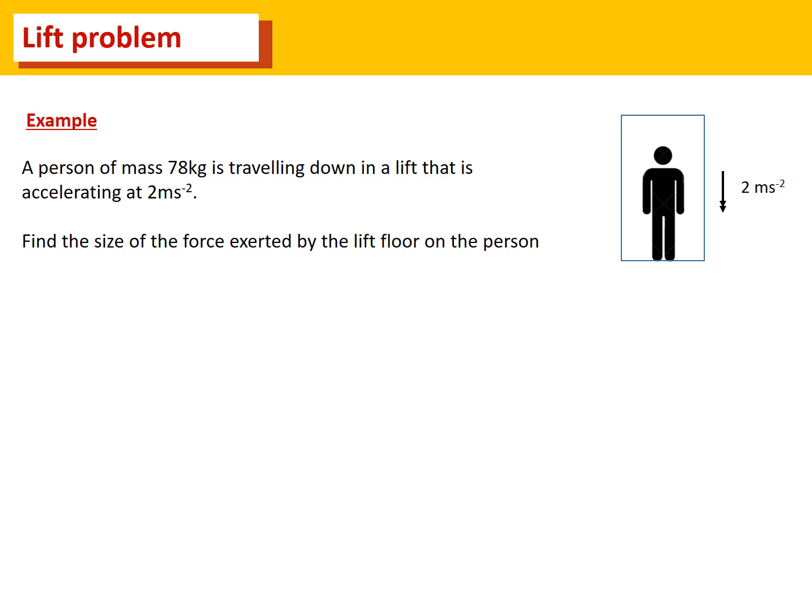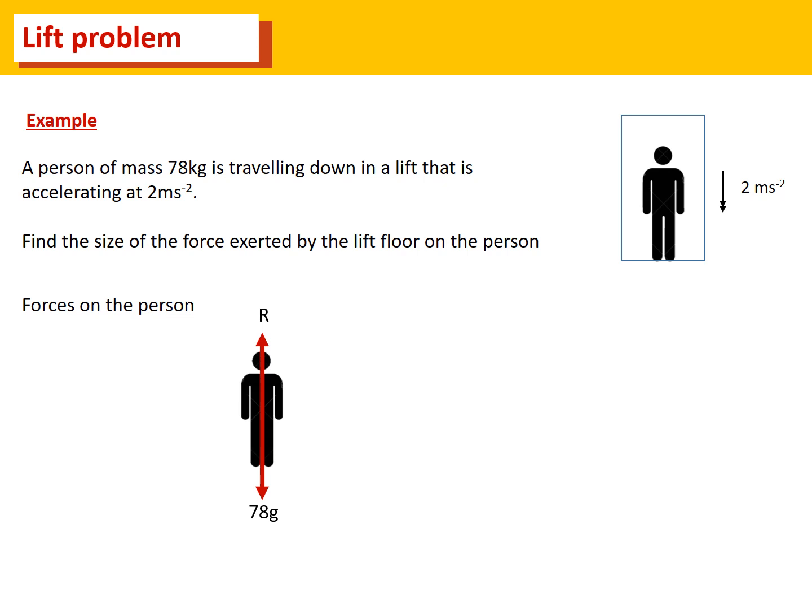So here's our example, which refers back to a previous explanation of somebody in a lift, 78 kilograms, accelerating downwards at 2 meters per second squared. So let's look at the forces on the person. Straight away, the person's weight, so that's 78g newtons, and the reaction force on the person from the floor of the lift, which we've labelled R.